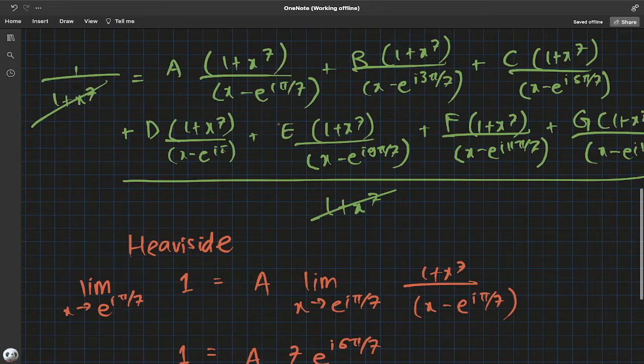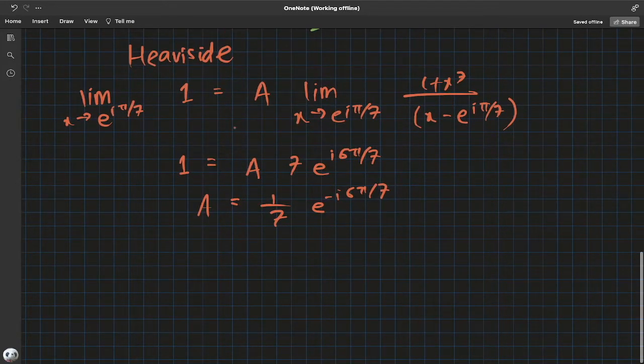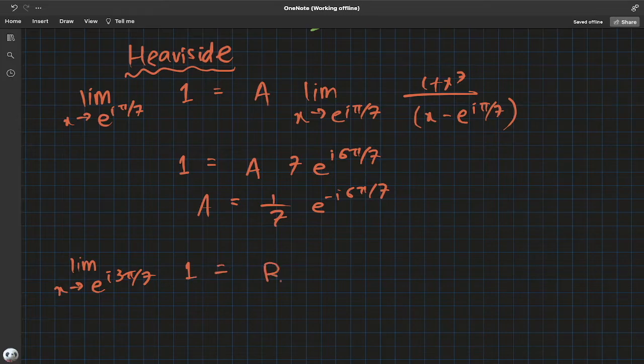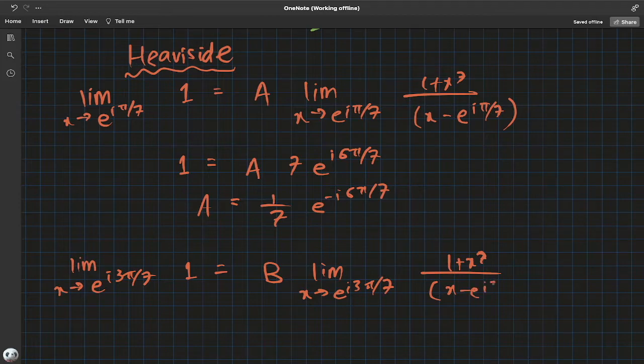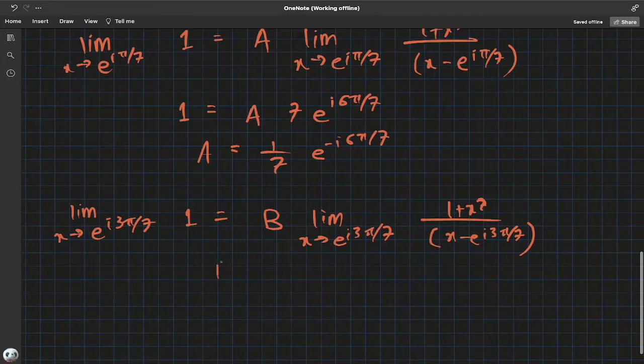To find B, you do a similar thing except take the limit as x approaches e to the I 3 pi over 7. And by the same logic as before, everything else goes to 0 except the B term, for which you need to do L'Hopital's rule. So B and then this limit. Okay, I'm directly going to write the answer.